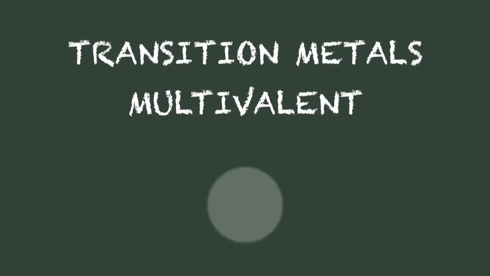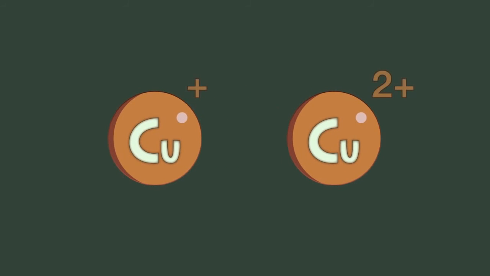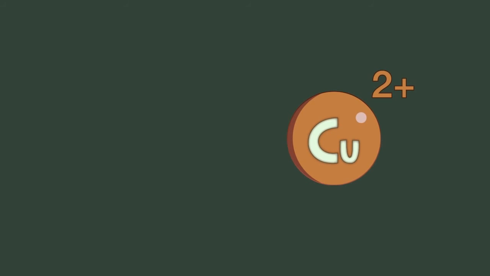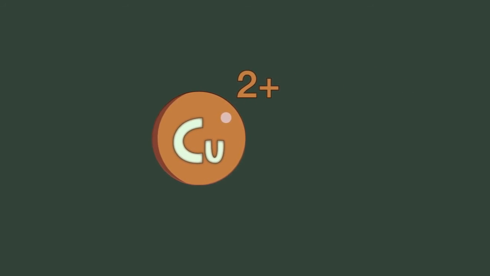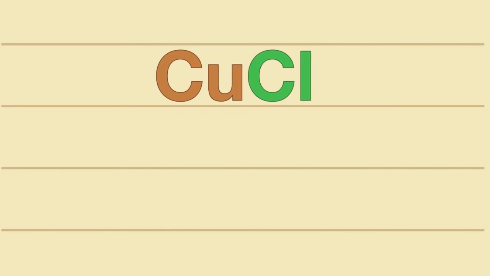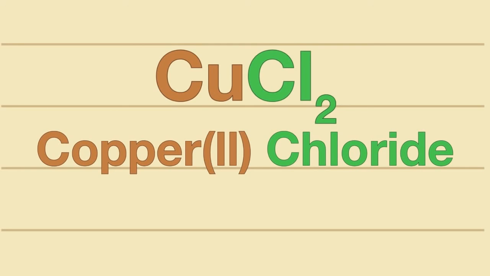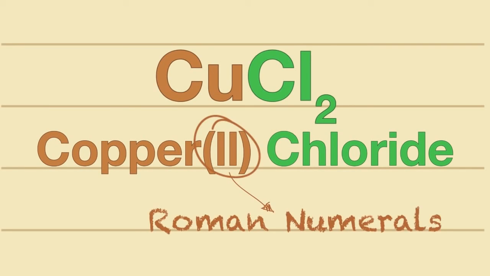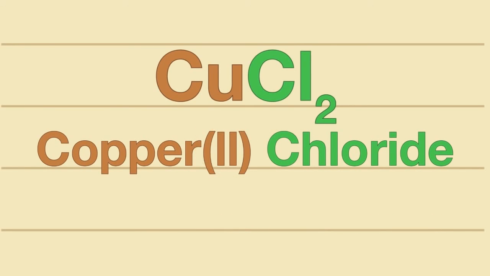Transition metals are multivalent. This means that they can form ions with many different charges. For example, these copper ions can have either a +1 or +2 charge. If we form an ionic compound from copper 2+ ions and chloride ions, we must specify the valency of the copper ion in its name. So for CuCl2, the name is copper(II) chloride. Note that the valency is written as Roman numerals in round brackets right after the transition metal.